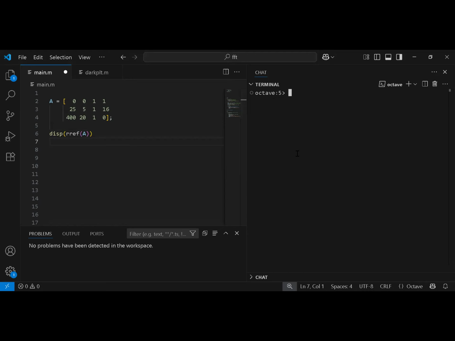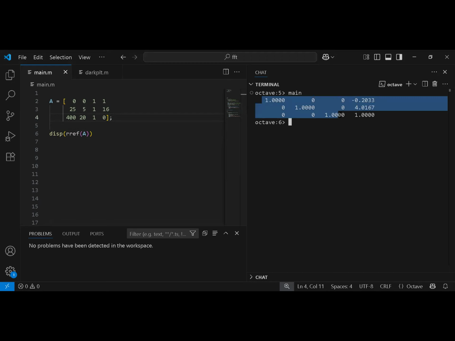Let me just run this code. And you'll see I have this side of the augmented matrix, which is the diagonal of ones, and then I'll have my numbers here, which correspond to A, B, and C.